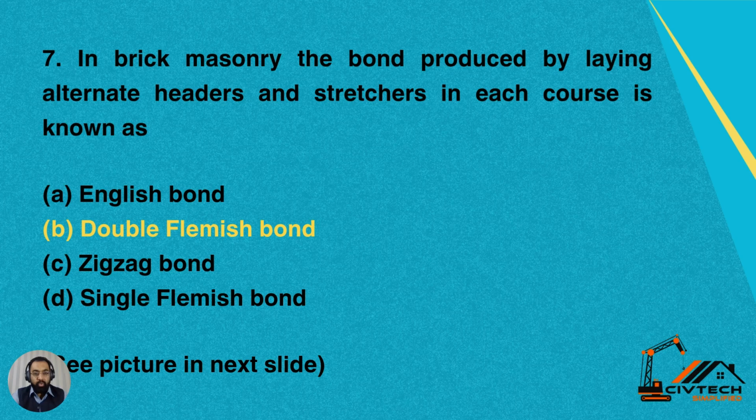Question number seven: in brick masonry, the bond produced by laying alternate headers and stretchers in each course is known as. The options are A, English bond, B, double Flemish bond, C, zigzag bond, and D, single Flemish bond. The correct option for this question is double Flemish bond.